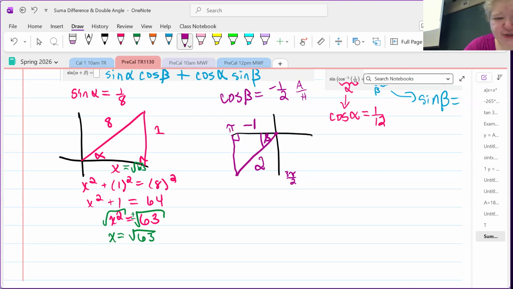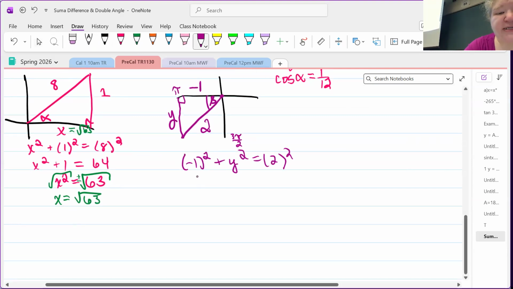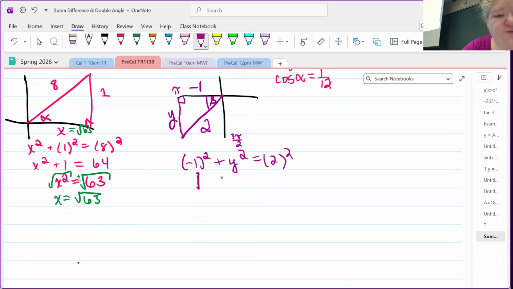Our hypotenuse is 2. And we need to solve for the opposite side. So I'm just going to call that y. And the Pythagorean theorem, (-1) squared plus y squared equals 2 squared. Now remember to use the parentheses here. (-1) squared is +1. If you type it in your calculator without the parentheses, the calculator will tell you -1 because it's doing the exponent before the negative. Or it might tell you +1 if it's programmed a little bit better. But either way, you should know a negative number squared is positive.